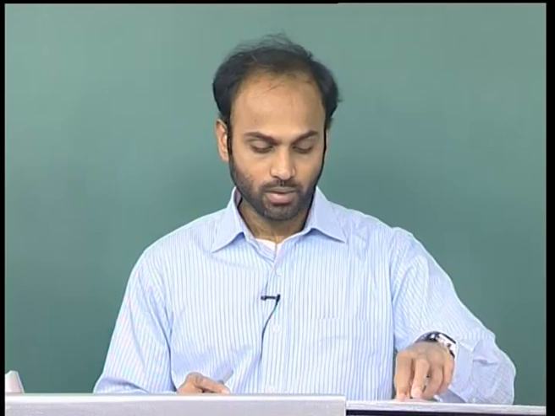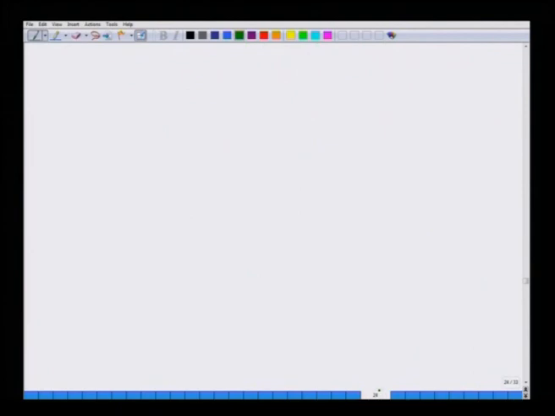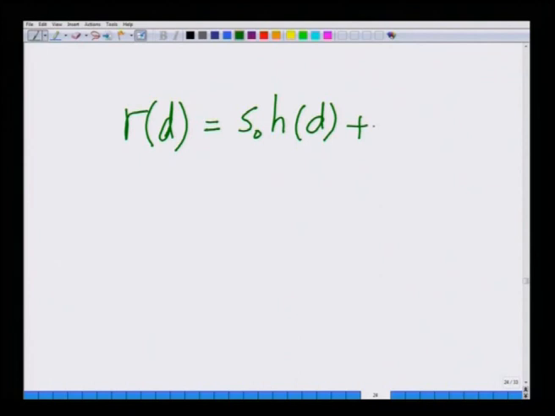Hence, now my net system model, as you can clearly see, let me write it down: R of D, that is the dth path, is nothing but S0 into H of D plus n tilde of D.